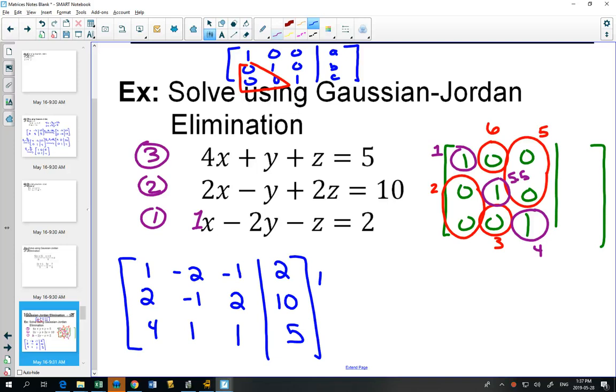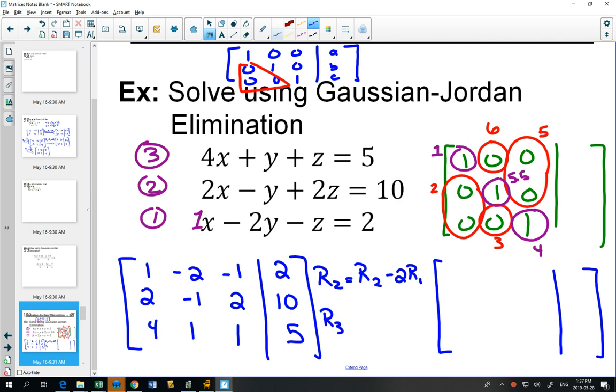I can make row 2 a 0 by making row 2 equal to row 2 minus 2 row 1s. And I could make row 3, so this is something you are allowed to do 2 in one step if you like, I can make row 3 equal to row 3 minus 4 row 1s. So having that 1 in that top corner will allow us to get zeros easier. Notice I'm not changing row 1, so I rewrite it 1, -2, -1, 5.